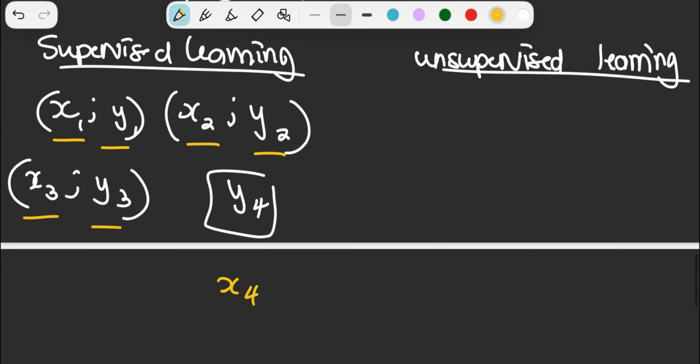So you are supervising the computer as it learns. So you give it values of x, and it knows that the y is supposed to be this value. If it gets it wrong, it updates. So you're supervising the computer as it does its work.